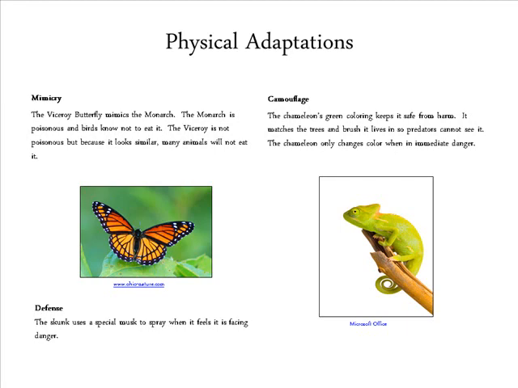Camouflage is great. The chameleon's green coloring keeps it safe from harm. It matches the trees and brush it lives in, so predators cannot see it. The chameleon only changes color when it feels it's in immediate danger. I know I try and stay away from a skunk. A skunk uses a special musk to spray when it feels it's facing danger. This special physical adaptation keeps it safe from harm.